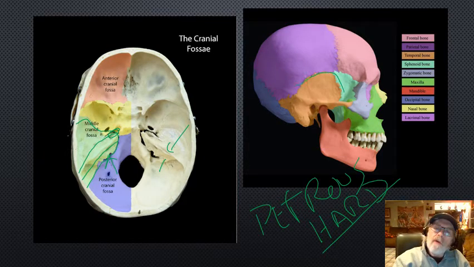And this over here in orange is the temporal bone. Here's the zygomatic process of the temporal bone. Here's the external acoustic meatus, or external auditory meatus. Both words are okay. Here's the mastoid process. Here's the styloid process that's down in there. Okay, so that's what we see there.